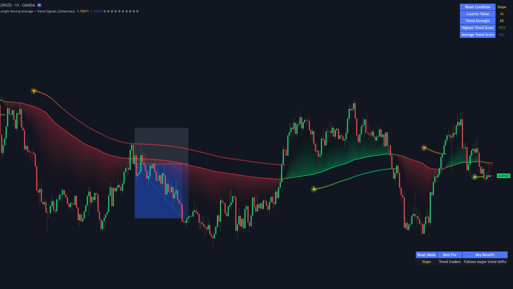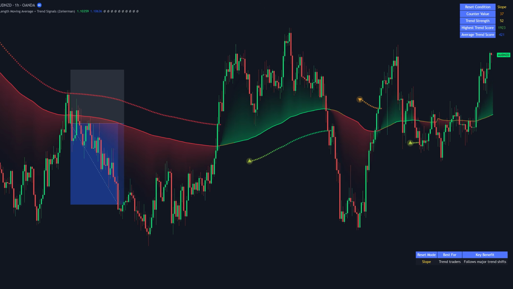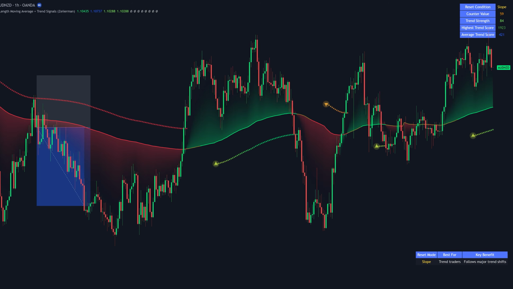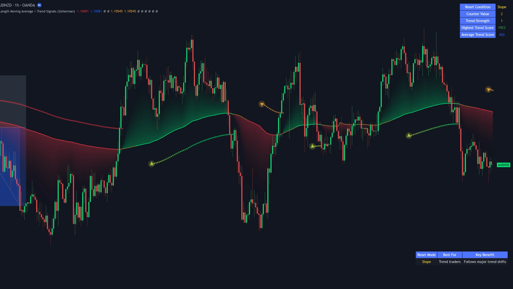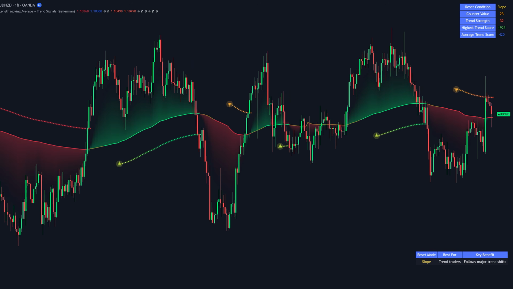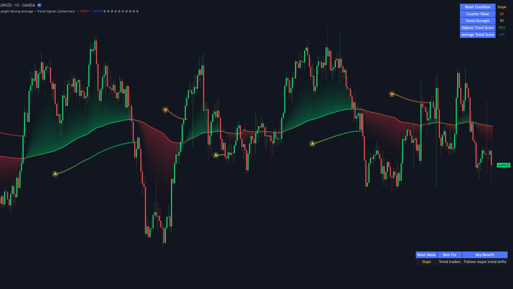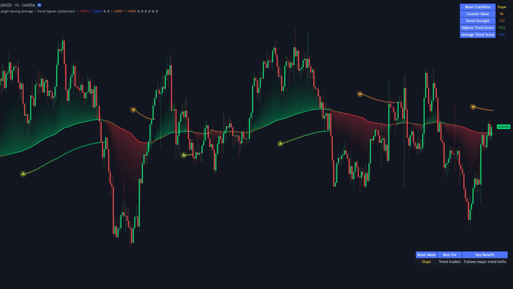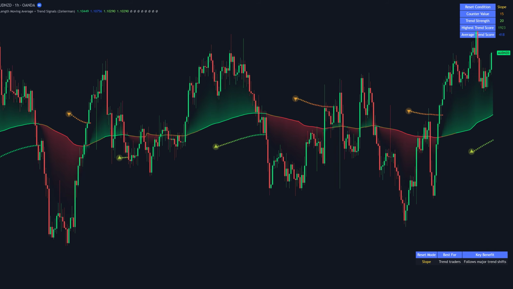When you add the trend strength table, you're not just guessing off feel. You can see how long the trend has lasted and whether its strength is rising or fading compared to normal. This indicator is open source, which means you can inspect every line of code and see exactly how it works. That transparency builds trust, and it also makes this a great learning tool if you're studying adaptive moving averages or trend systems.